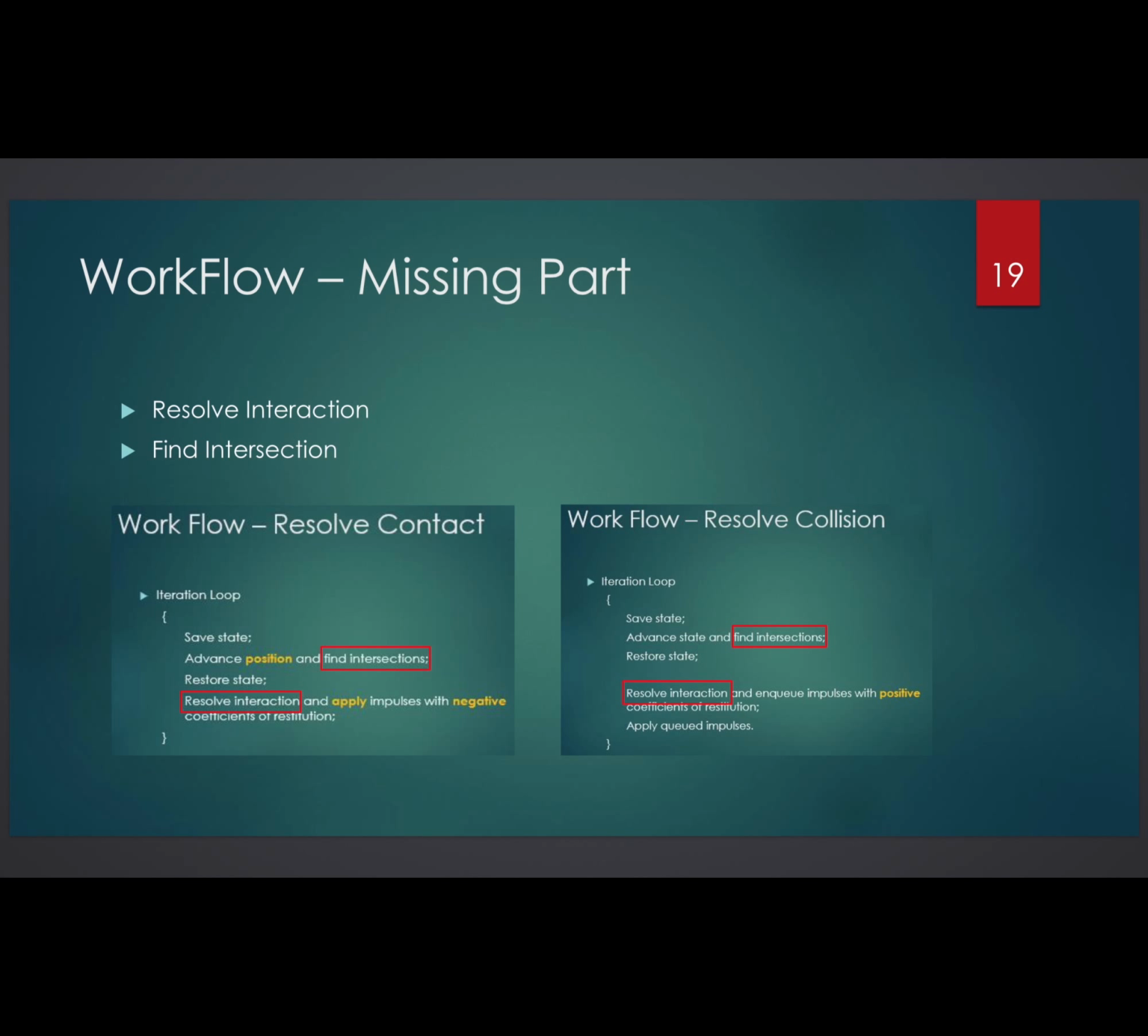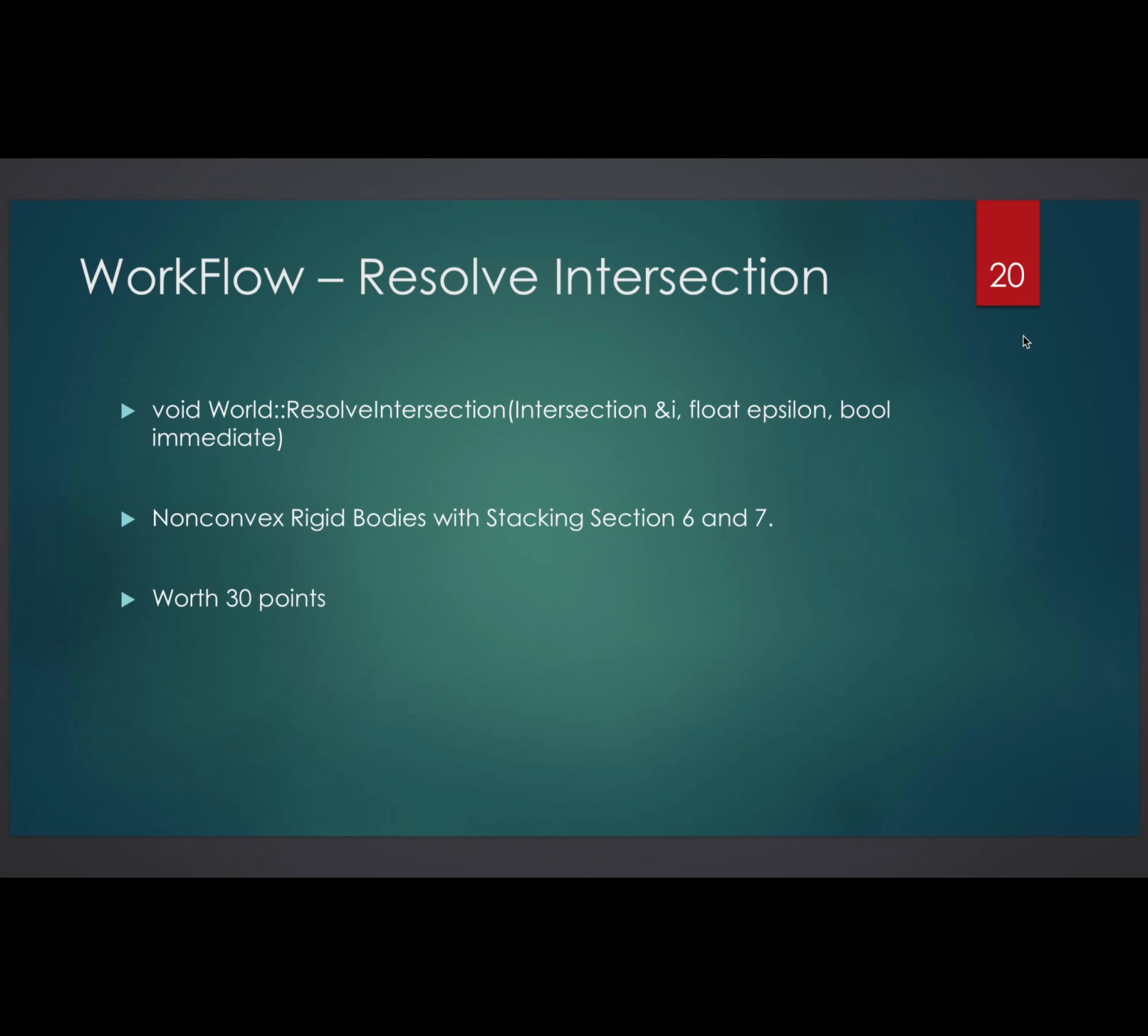Let's look back at our main workflow. There are two parts we haven't talked about. The first one is resolve interaction, and the second one is find intersection. To resolve interaction, you have to implement the function in the world class. There are more details about how to solve this problem in the rigid body simulation paper. Resolve interaction is the most important part in rigid body simulation and is worth 30 points in our homework 1.